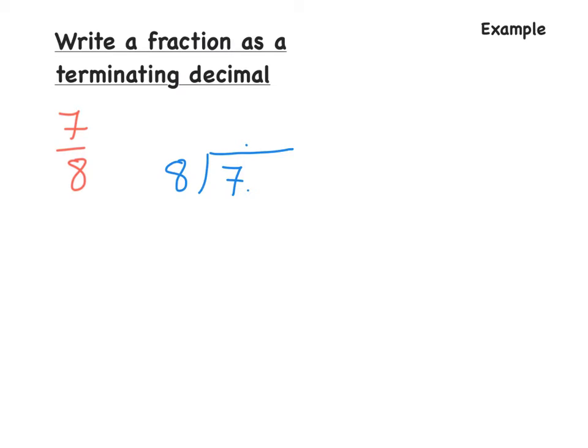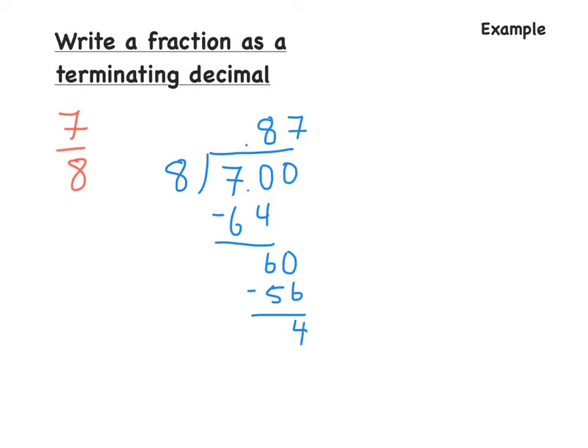Remember, you put the decimal, bring it all the way up, add the 0. So how many times does 8 go into 70? 8 times. So 8 times 8 is 64. 70 minus 64 is 6. So you add the 0, bring the 0 down. So how many times does 8 go into 60? 7 times. So 7 times 8 is 56.